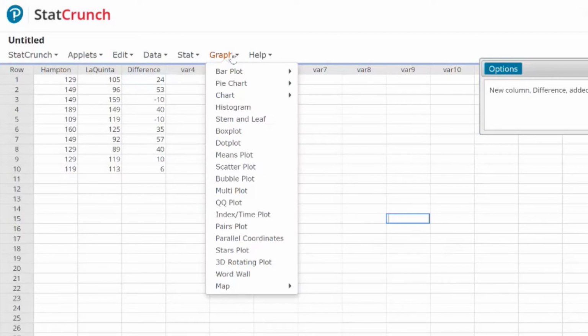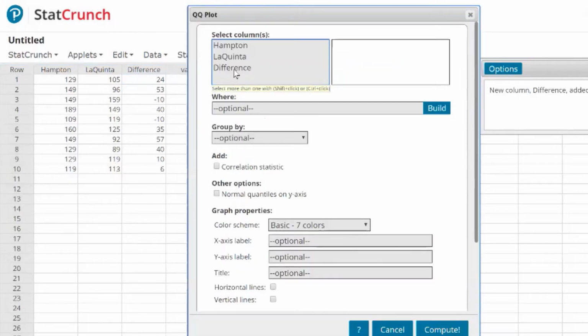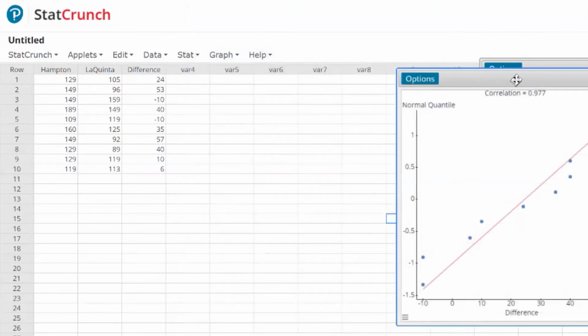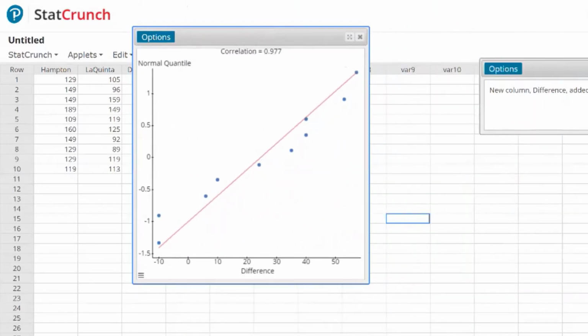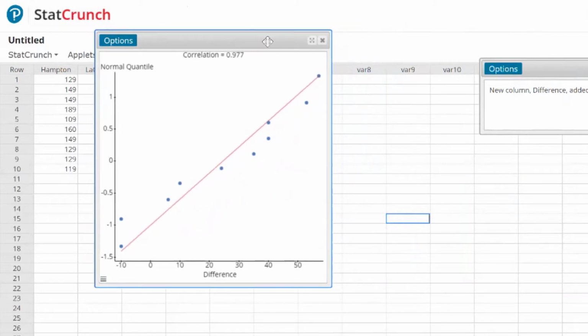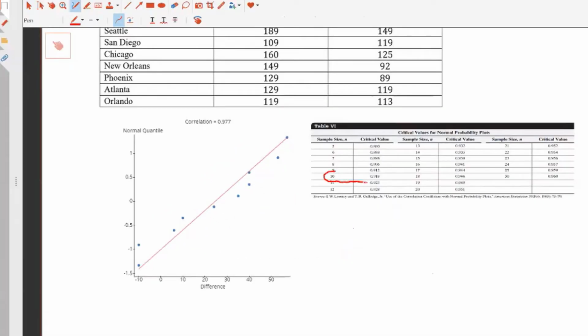So now what we have to do is verify that these differences are approximately normal with no outliers. So to check the normality condition, we're going to draw a QQ plot of the differences, check the correlation statistic box, and normal quantiles on the y-axis. Click Compute, and we're getting a correlation of 0.977. Remember, we're going to compare that against the critical value from table 6. So for 10 observations, the critical value is 0.918.